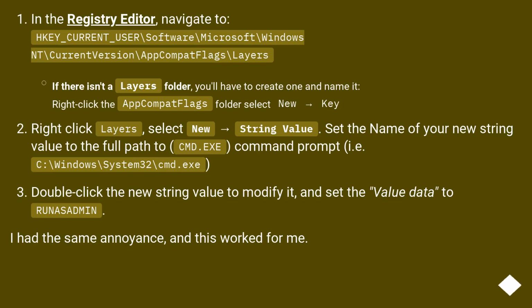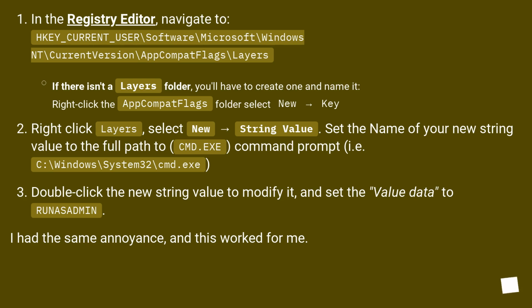In the registry editor, navigate to HKEY_CURRENT_USER\Software\Microsoft\Windows NT\CurrentVersion\AppCompatFlags\Layers. If there isn't a Layers folder, you'll have to create one and name it. Right-click the AppCompatFlags folder, select New Key. Right-click Layers, select New String Value.